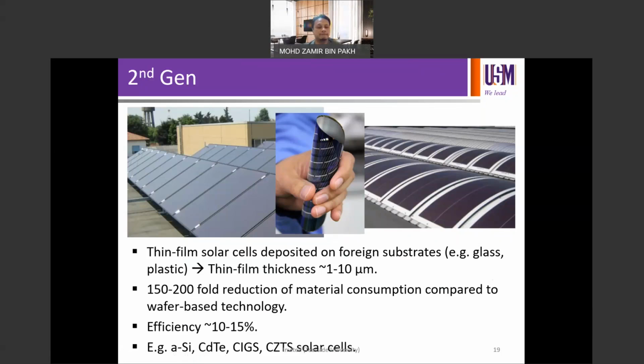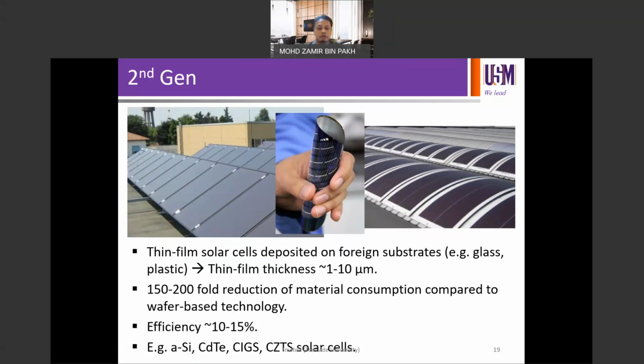So for example, we have amorphous silicon, which we normally see on our calculators or wristwatches. We have cadmium telluride, or CdTe, manufactured by First Solar. We can also use compounds like CIGS, copper indium gallium selenide solar cells. We can also use CZTS, or copper zinc tin sulfide solar cells. So they are compound-based solar cells in nature.